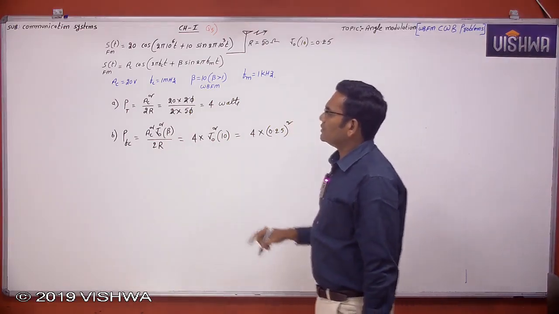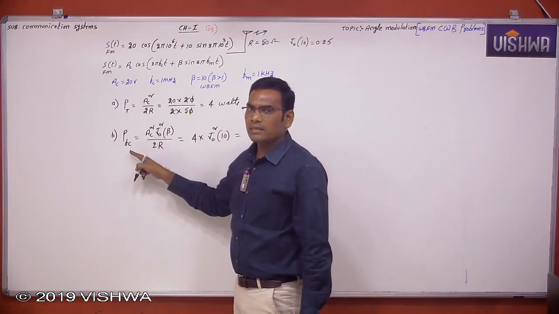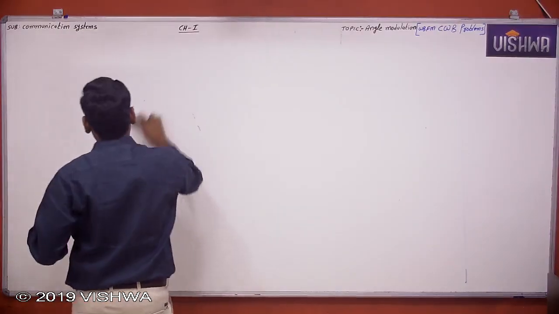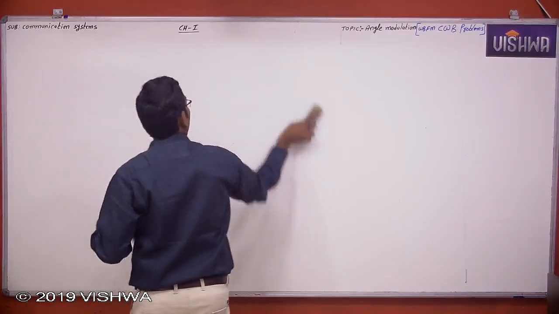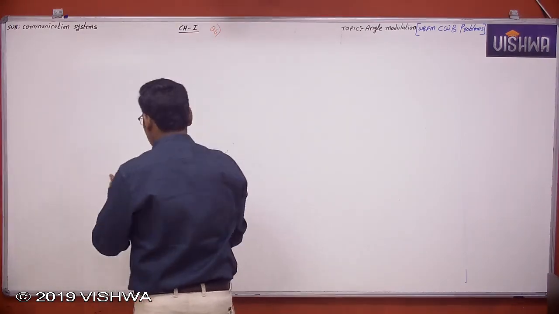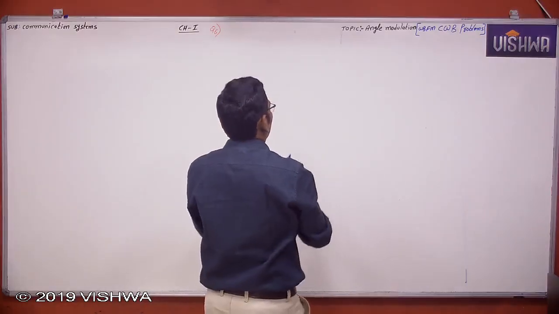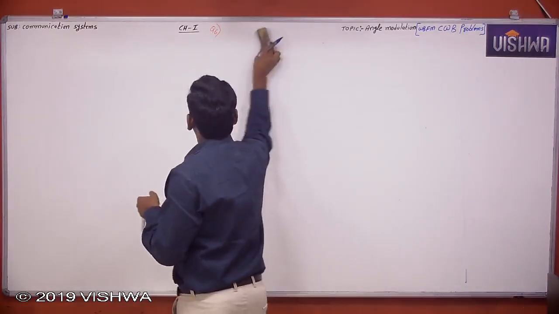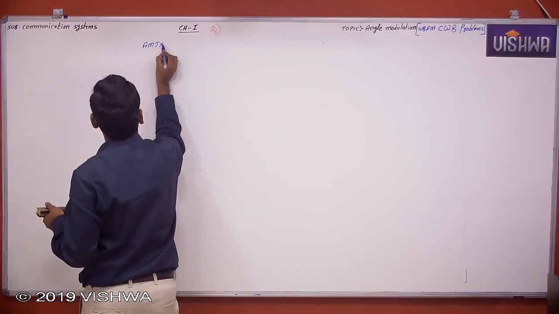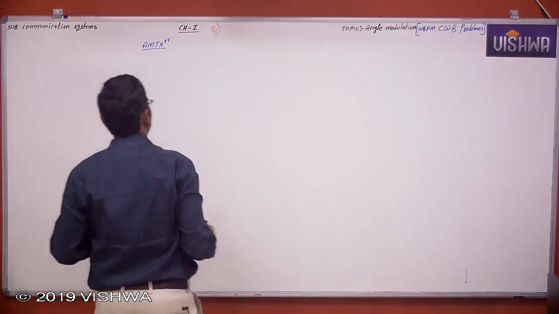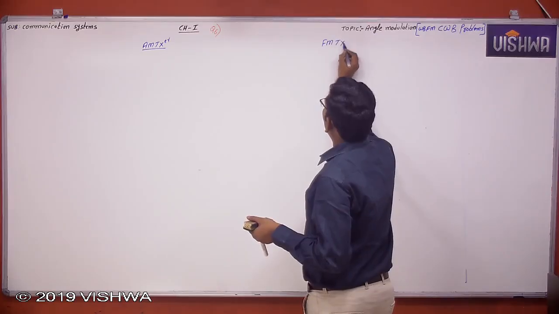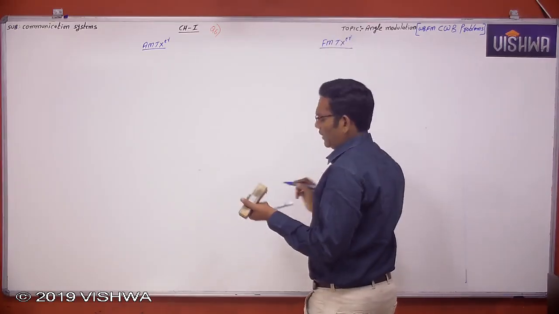Now this is asking the total power and also the power taken by the carrier component. Question number 5 is very important, based on complete concept. What is the concept I just explained here? This is an AM transmitter. An AM transmitter transmits an AM wave. And this is an FM transmitter. An FM transmitter transmits an FM wave.